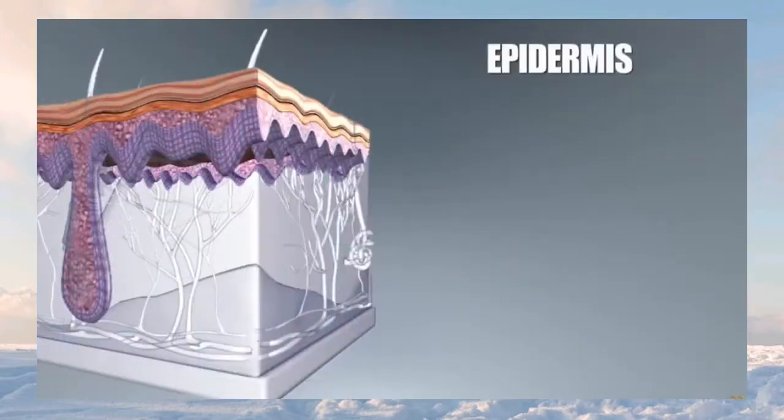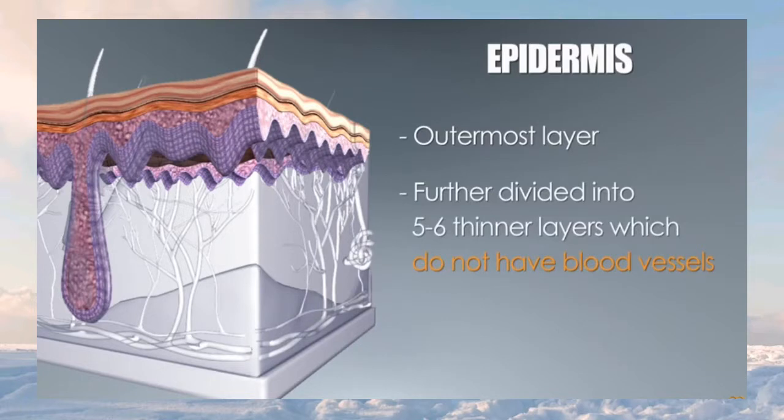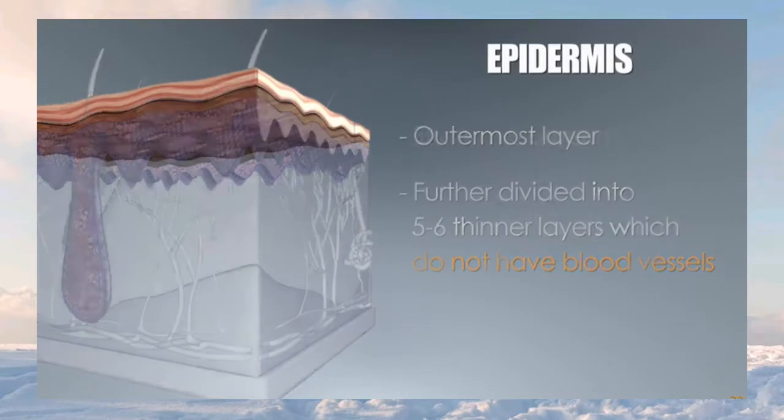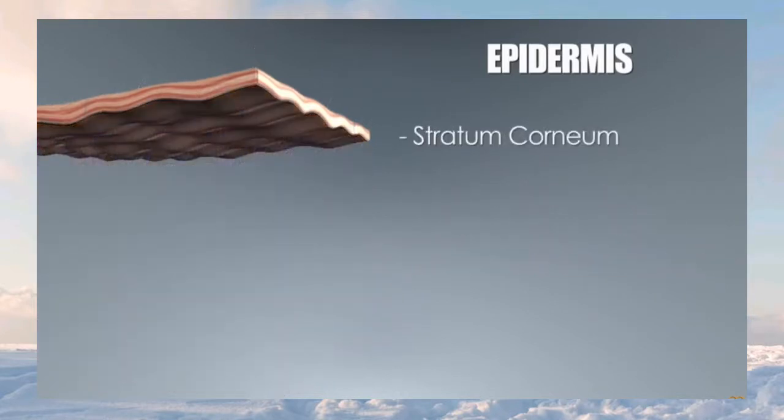The epidermis is the outermost layer of skin. This layer is further divided into 5 to 6 thinner layers which do not have blood vessels. Only 2 of these layers of the skin will be described. Stratum corneum. This is the uppermost layer of the skin, which constantly sheds, or where the dead skin cells are sloughed off. Essentially, the top layer of the skin is composed of dead cells.